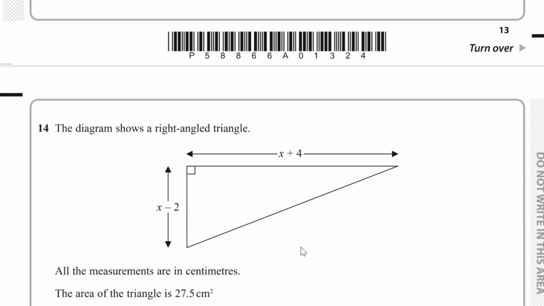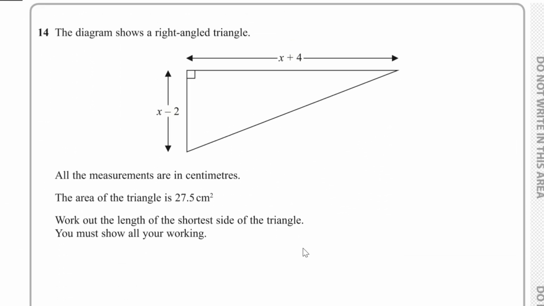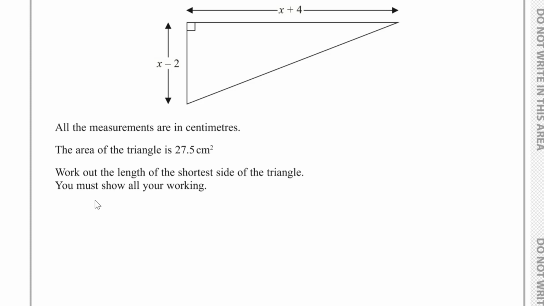Okay, so now for question number 14, we've got the diagram over here which shows a right-angled triangle, and it has dimensions x minus 2 and x plus 4 centimetres. And the area of the triangle is 27.5. We have to work out the length of the shortest side of the triangle. You must show all your working. Well, the area of a triangle is equal to 1/2 times the base times the height.